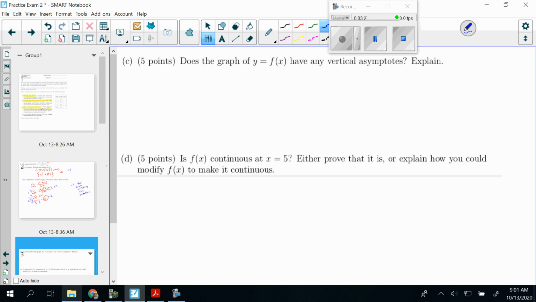Part C on that problem, is there any vertical asymptotes? This one would not be a vertical asymptote. So the answer you should have had is no. That was 3 points, 3 of the 5 points. The reason that it's not a vertical asymptote, and you could have checked the graph, like use your calculator to graph, but you see that it's a hole. There's a hole at 5. Not an asymptote. Not a vertical asymptote.